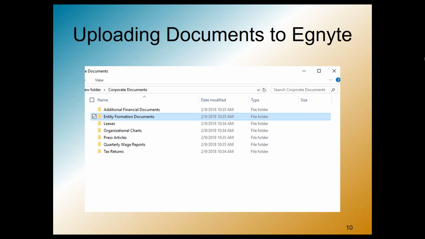So the folder that you're uploading those documents in, we're trying to have tax returns in a folder, quarterly wage reports, and if we've asked for press articles, org charts, leases, entity formation documents, or any additional financial documents. So this is sort of the ideal folder. If you could work with us to organize any document refresh this way, we would very much appreciate it. And if you have any questions about that, please don't hesitate to reach out.